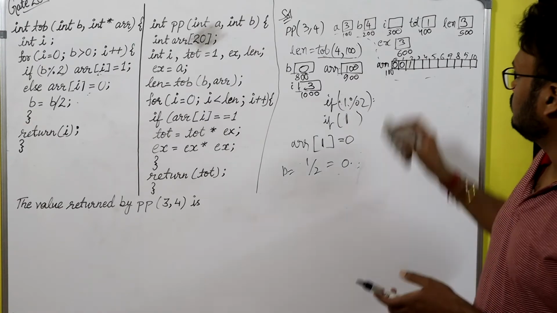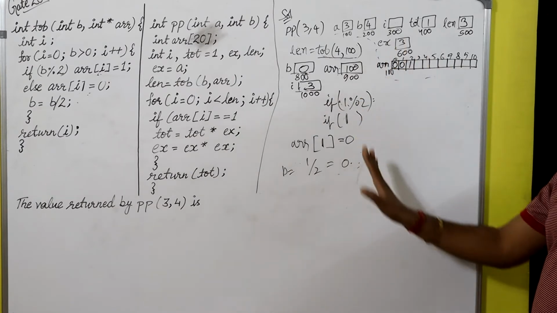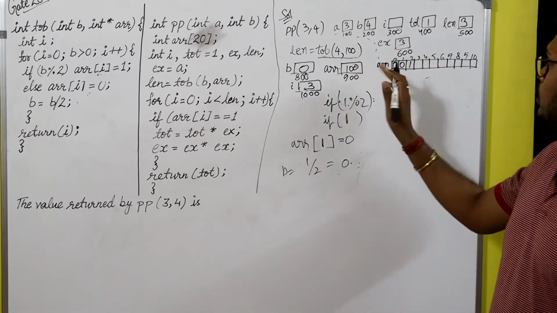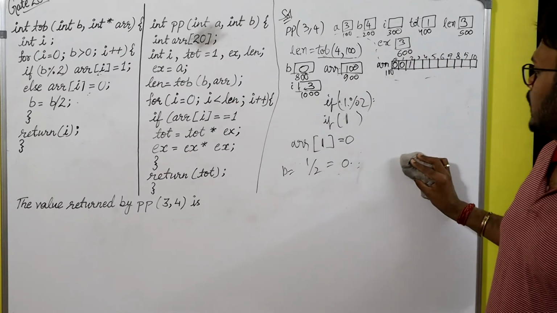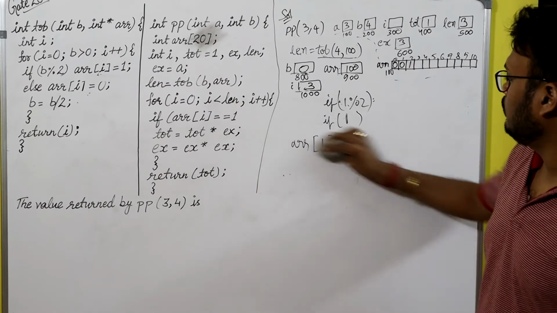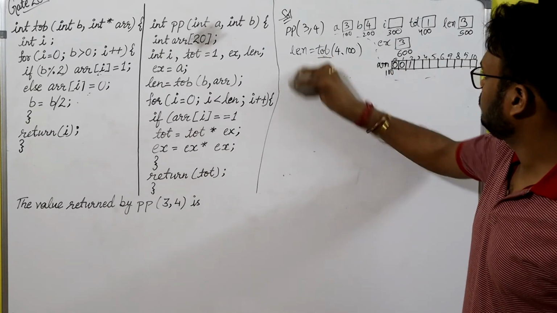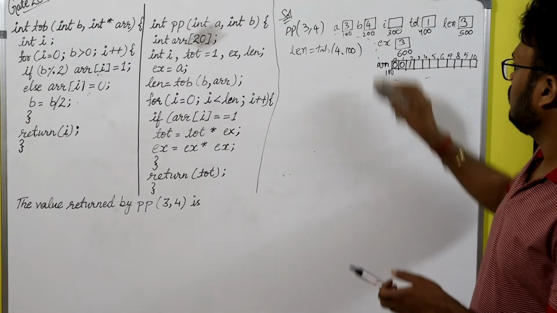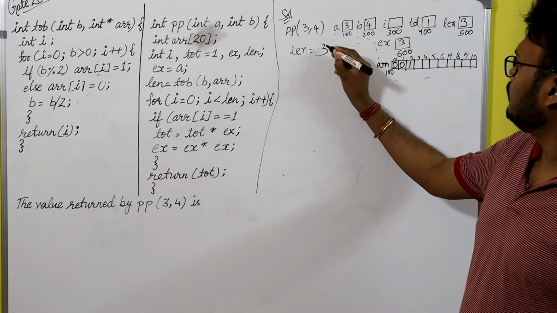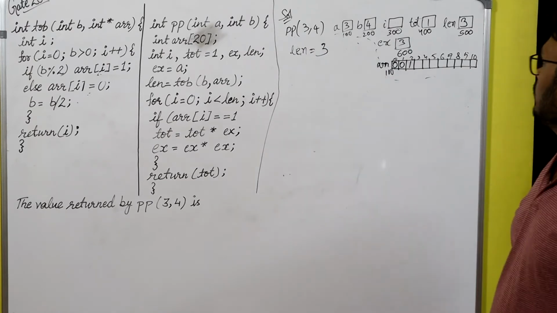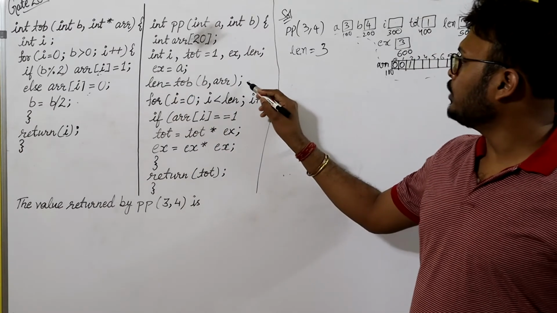Fine. So I hope till now you have understood everything. Let me rub this. You just copy it down. Here I am roughing it. So alien is equal to 3. Fine. So now we have executed till this line.